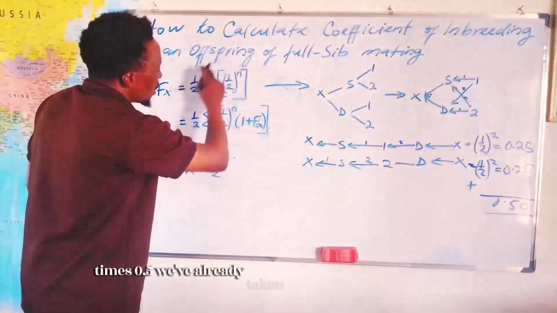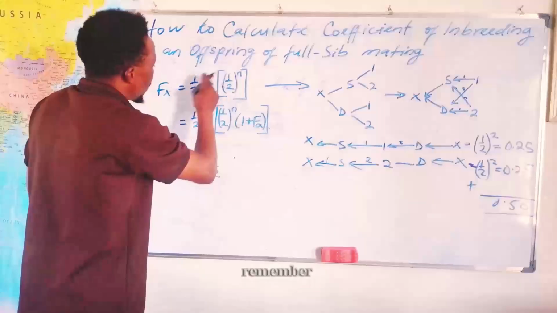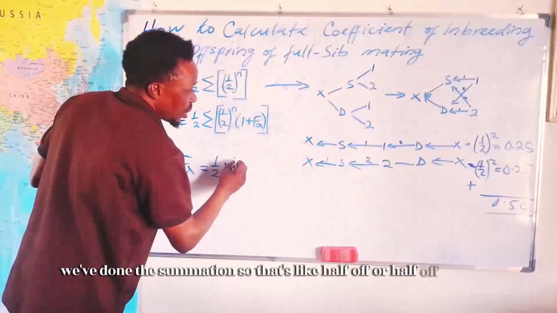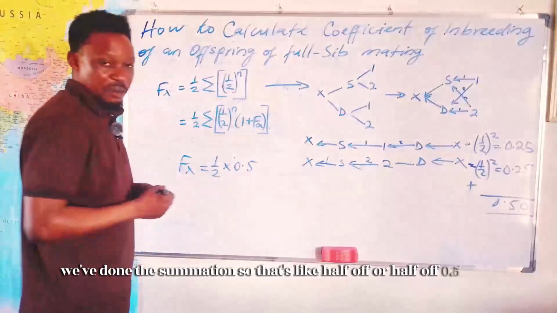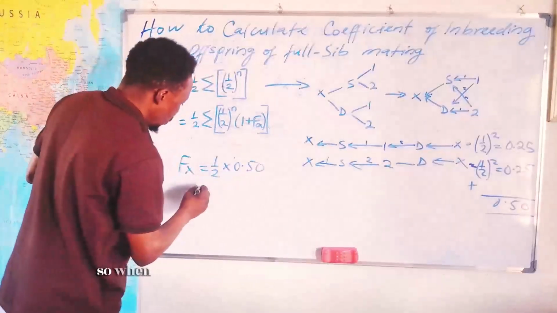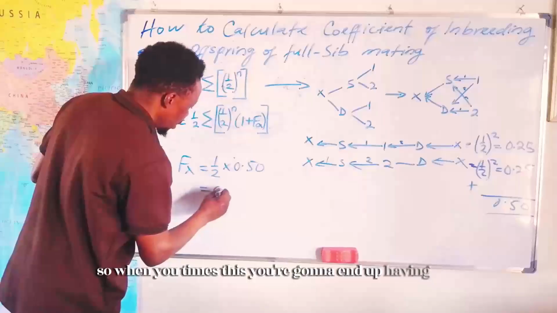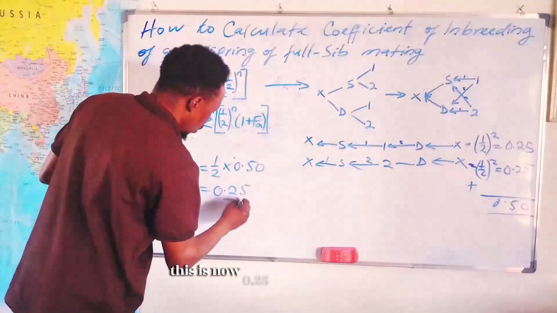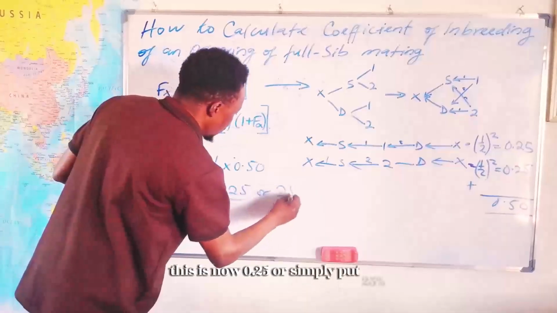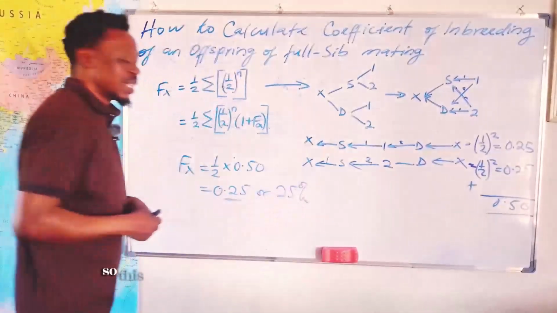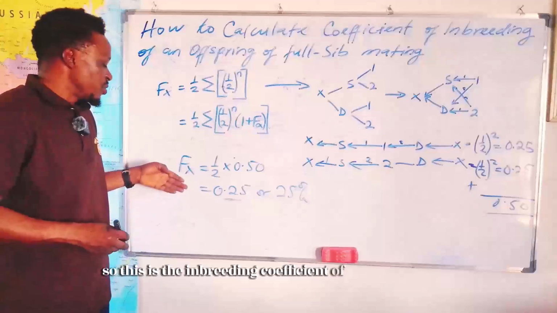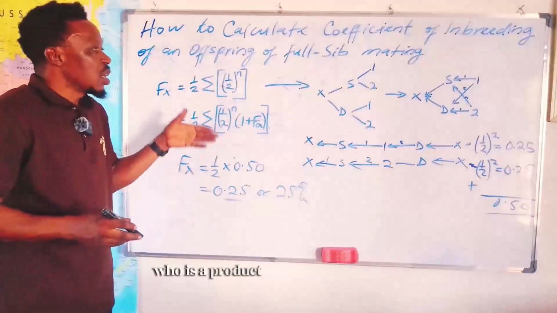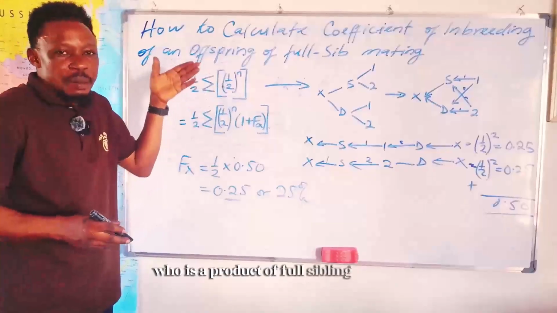We've already taken care of all of this side. Remember, we've done the summation. So that's like half of 0.5. When you multiply this, you're going to end up having 0.25. This is now 0.25, or simply put, 25%. So this is the inbreeding coefficient of this individual X, who is a product of full sibling mating.